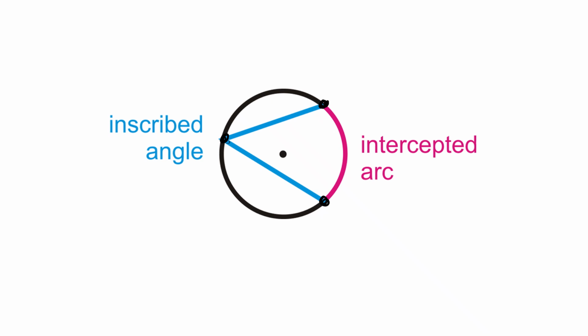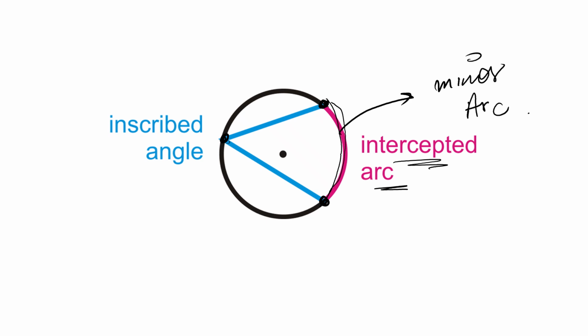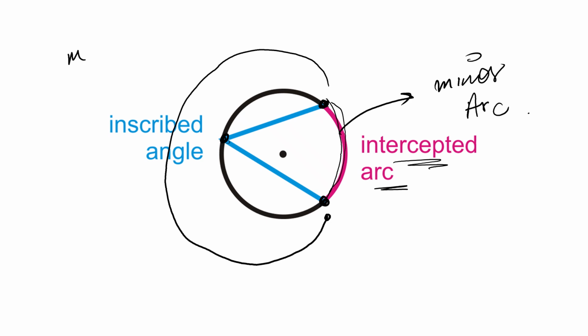And the arc that is opposite to the inscribed angle, the arc that makes the inscribed angle, is said to be the intercepted arc, and this intercepted arc is actually the minor arc of the circle. And if we go from the back all the way to the first point, this big arc is said to be the major arc.